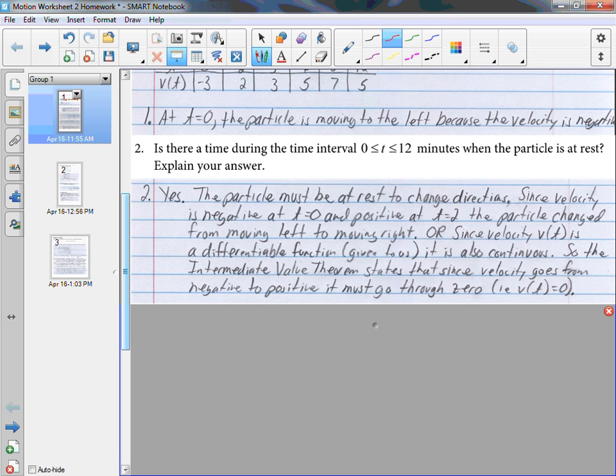And be careful, too. I probably should have said, and is therefore at rest, because they want us to use the terms they use. Or, think about it this way. Since velocity is a differentiable function that was given to us, it is also continuous. And here's another thing they like; we had a session on this on one of those Saturdays. The intermediate value theorem states that since the velocity goes from negative to positive, it must go through 0. In other words, v of t equals 0.